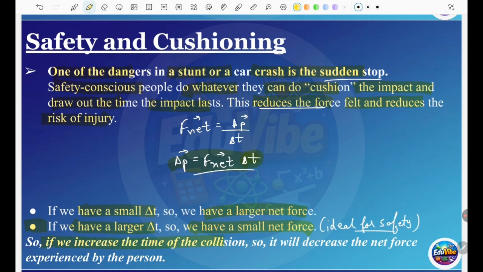Like if we increase the time of the collision, so the collision time is increased, this will decrease the net force faced by the person. The net force which is faced by the person should be decreased, and this will save the life of someone and reduce the risk of injury too. So that's how the reasoning question works in this type of question. You apply the safety for this purpose.